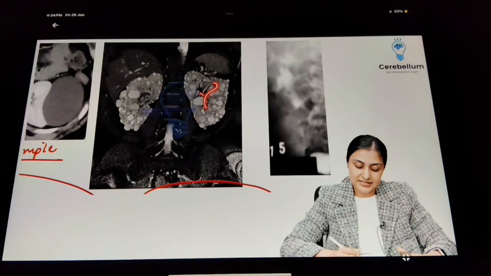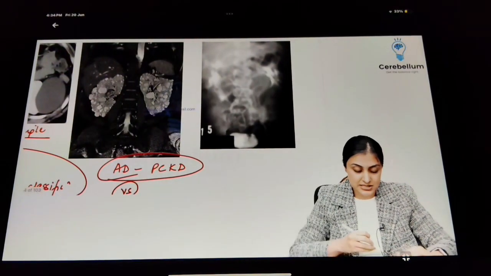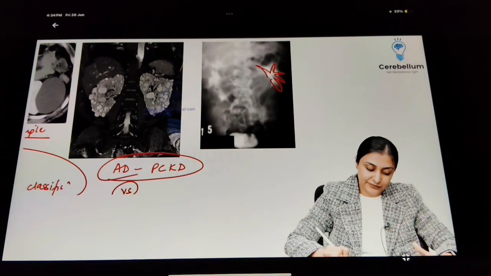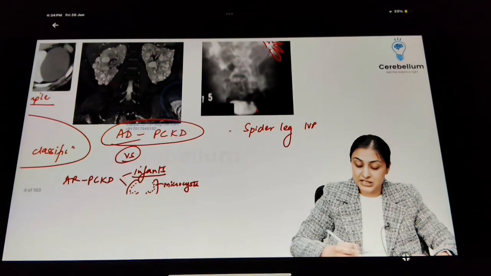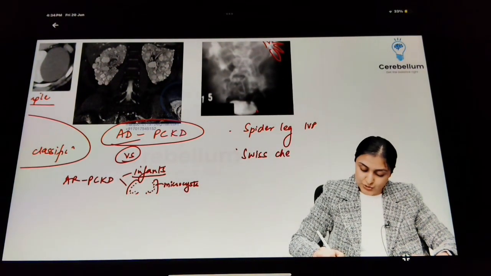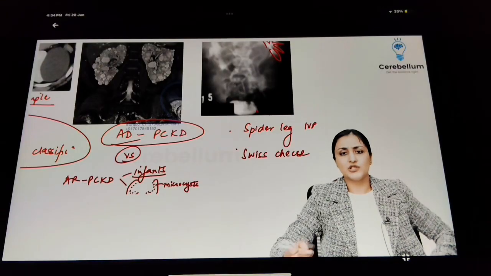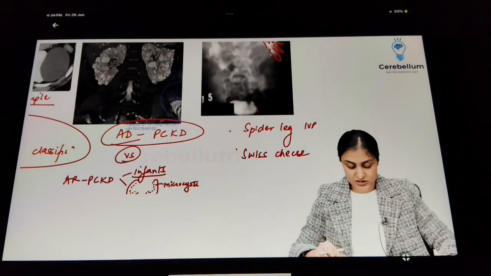What will happen now? The collecting system is trying to navigate through these multiple cysts, isn't it? So this becomes very splayed and kind of looks like a spider leg. So this is the spider leg sign on IVP of polycystic kidney disease. Not just that, if you do a nephrogram, it may show you the Swiss cheese appearance. So just remember these two names in context of autosomal dominant polycystic kidney disease.